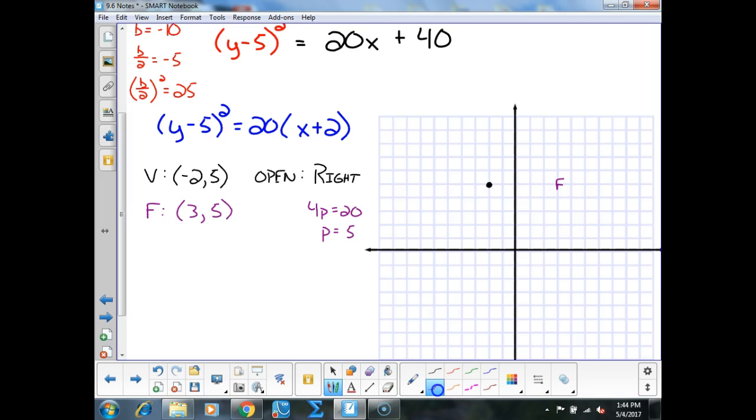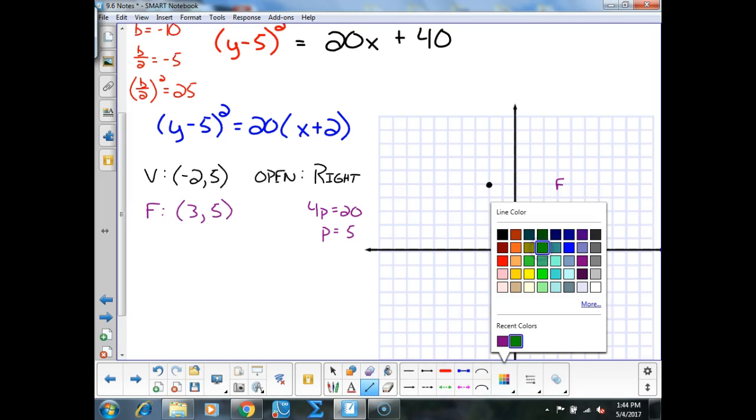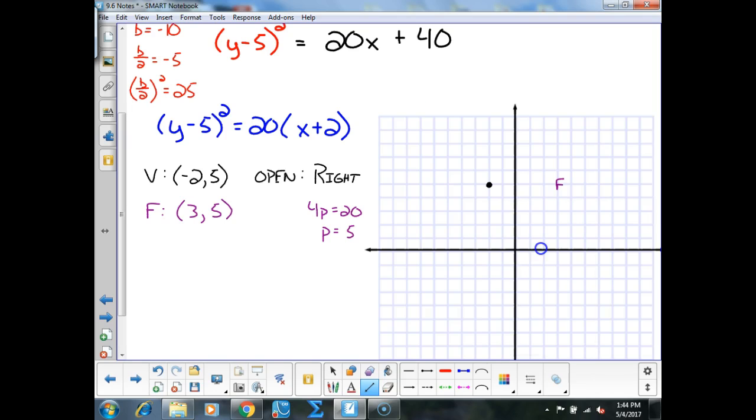Directrix is 5 the other way. 1, 2, 3, 4, 5. So my directrix is x equals negative 7.